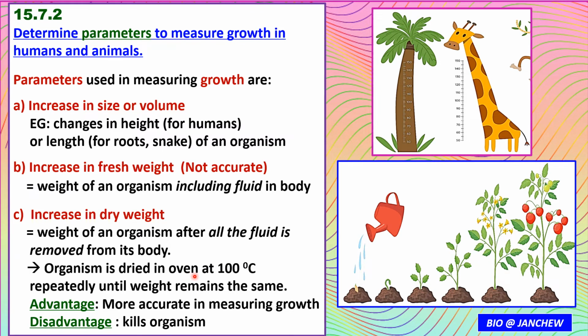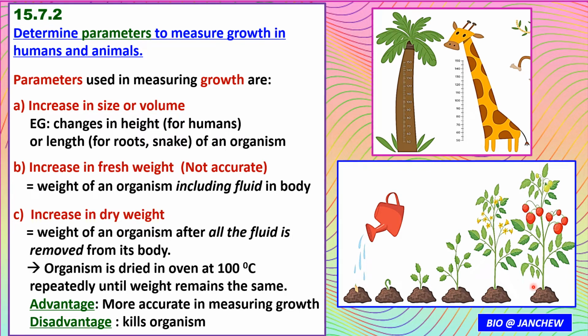The organism that's studied has to be dried in the oven first at 100 degrees Celsius to evaporate all the water from the body. And to get the increase in dry weight, the organism is dried in the oven at 100 degrees Celsius repeatedly. Every time it's dry, it's taken out and weighed again, until the weight remains the same or is constant. That means that all the water is evaporated from the organism, and by that time, the organism, like the plant, will shrink until it becomes like a very tiny mass of tissues in the dried form.